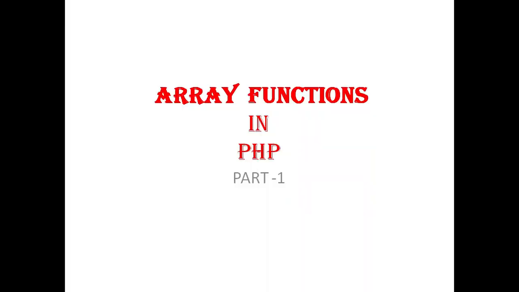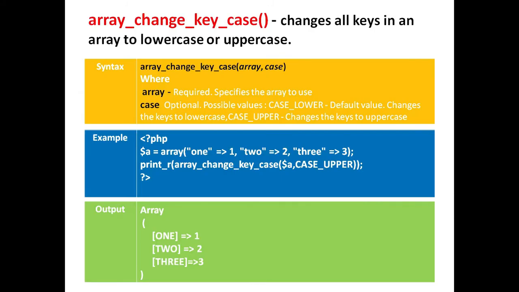Here we will see array functions in PHP. First function is array_change_key_case, which changes all keys in an array to lowercase or uppercase. General syntax is array_change_key_case with array and case value, where array is the name of the array that is to be used for conversion and case is an optional value which is lower or upper. The default value is lower.